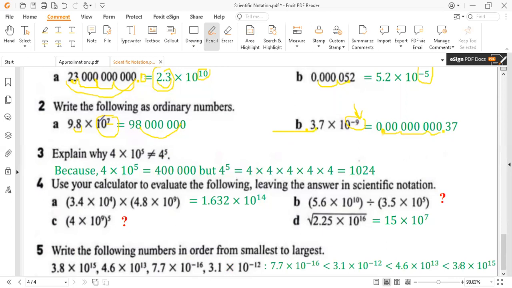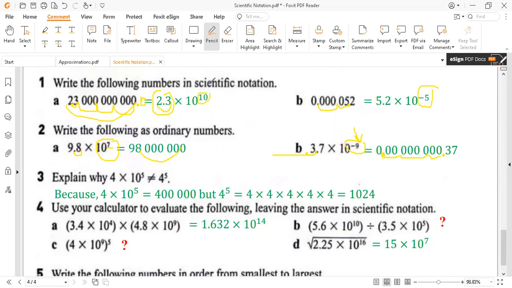Normally, in this exercise, it is the reverse technique of the first one. In the second exercise, we have to move from a scientific notation of a given number to the ordinary number.